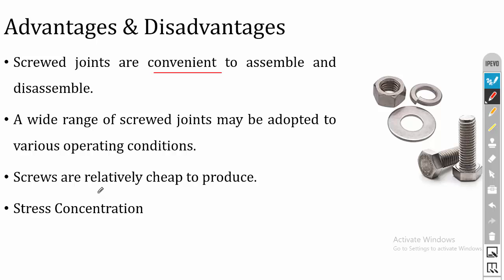The disadvantage of screw joints is stress concentration. Since we have a varying cross section throughout the length of the screw, we will have stress concentration at all these regions. Because of the stress concentration, the screw joint will fail before it reaches the ultimate stress of the material. That is the only disadvantage of screw joints.